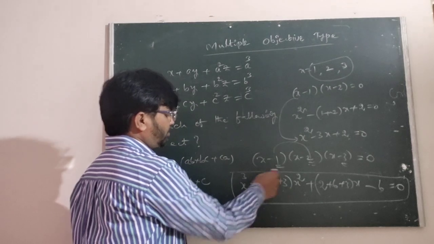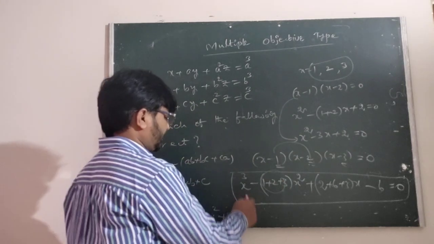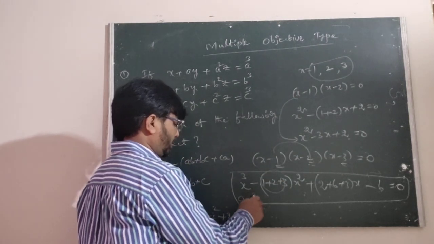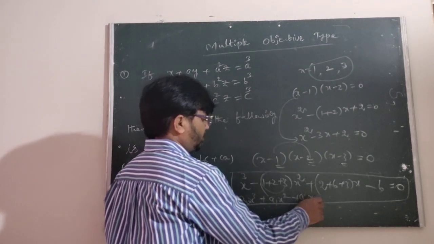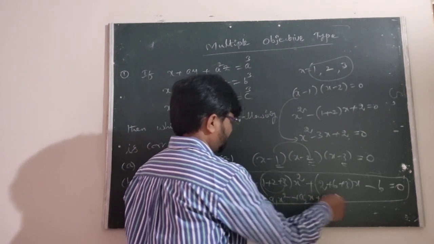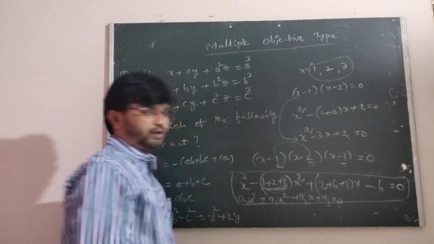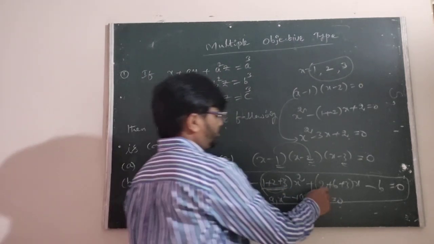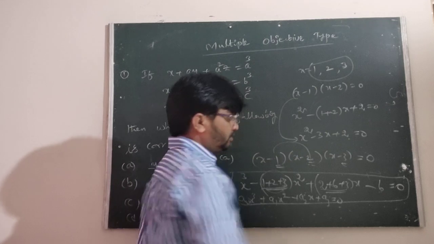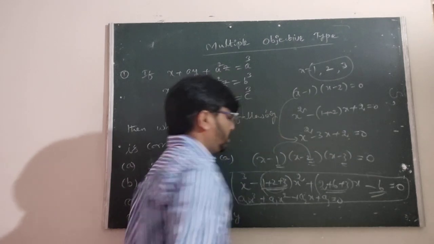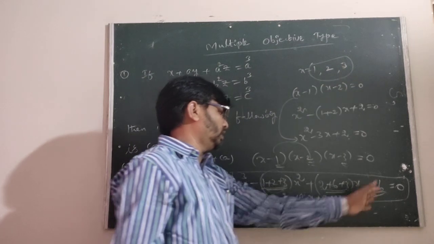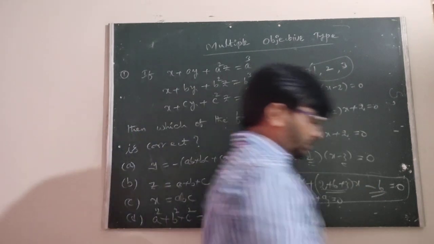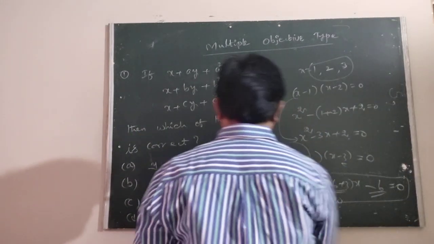This is the sum of all roots. Suppose we take a0 x cube, a1 x square, a2 x, a3. Here this is called the sum of all roots. This is called the sum of the roots taken 2 at a time. This is called the product of all roots. Here 3 roots are there. Therefore now our observation is here.